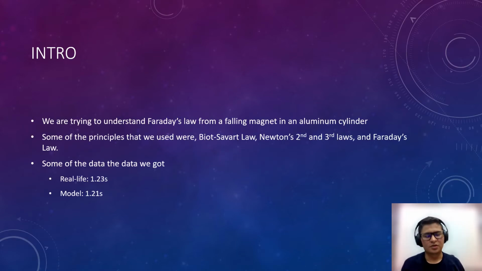In the introduction, we're trying to find Faraday's Law from falling magnets in an aluminum cylinder. Some principles that we used were Ampere's law, Newton's second and third laws, and Faraday's Law. As we saw, some of the data that we got was that in real life, the drop took 1.23 seconds, and the model gave 1.21 seconds, so it's pretty close.